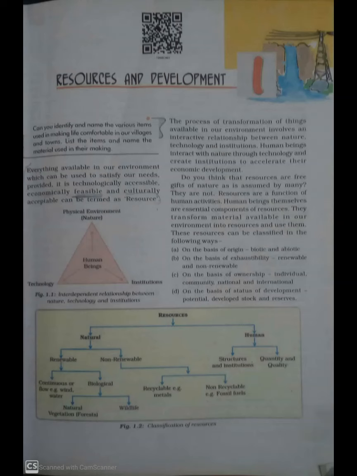These resources can be classified in the following ways: on the basis of origin, biotic and abiotic; on the basis of exhaustibility, renewable and non-renewable; on the basis of ownership, individual, community, national, and international; on the basis of status of development, potential, developed, stock, and reserves.